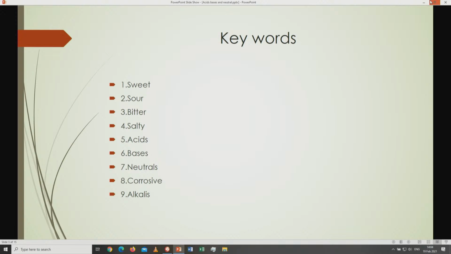The keywords are sweet, sour, bitter, salty, acids, bases, neutrals, corrosives, and alkalis.